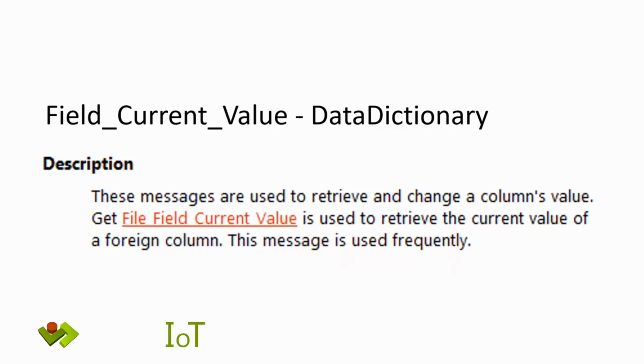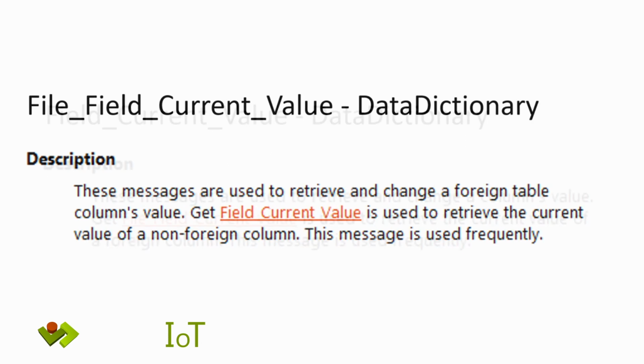But we're going to start out by having a look at the documentation. The first page I would look at is something like field current value. And here you can see that these messages are used to retrieve and change a column's value. Get file field is used to retrieve values from a foreign column. This message is used frequently. I'm a little bit confused about what this refers to. Is it the file field or the field current value?